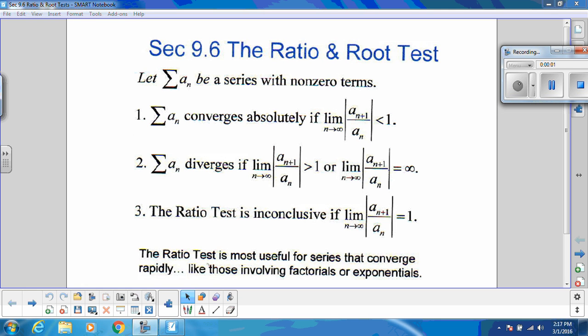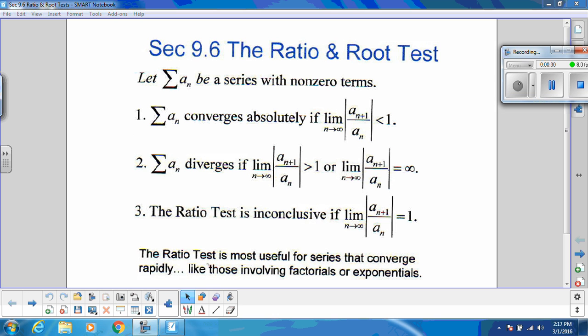All right, we were talking about 9.6, which is the ratio and root tests. And these are the last tests that we're going to learn for convergence and divergence, which you're probably relieved. So we will be taking a quest over all these different tests to make sure we're good with that before we move on with the rest of the chapter. And so after this section, we will be reviewing and then doing that quest. All right, I say quest because it's a little bit bigger than a quiz.